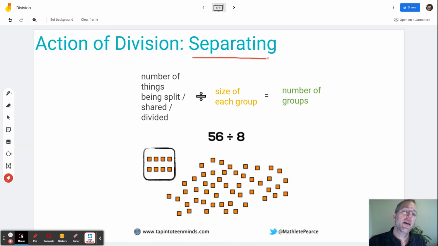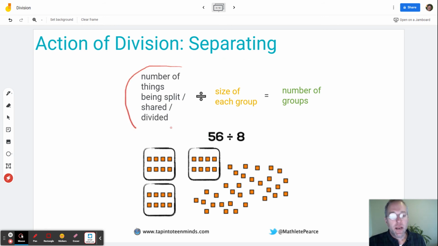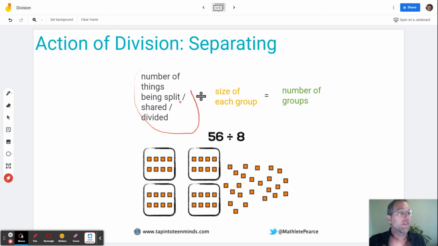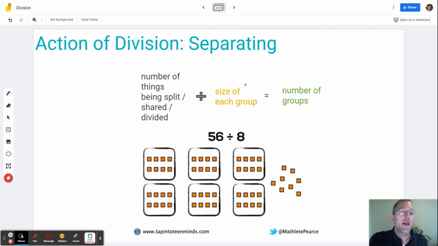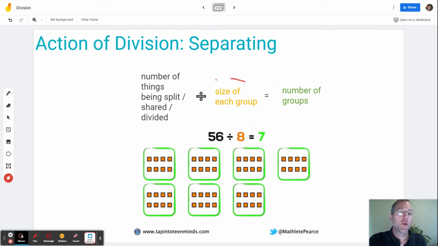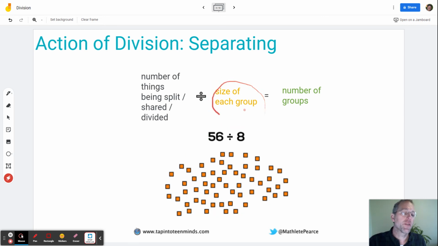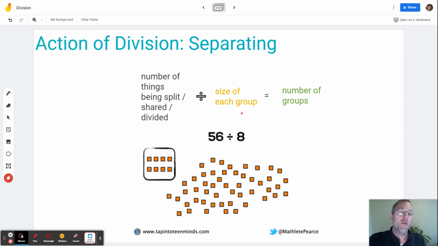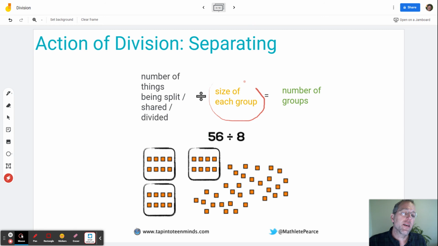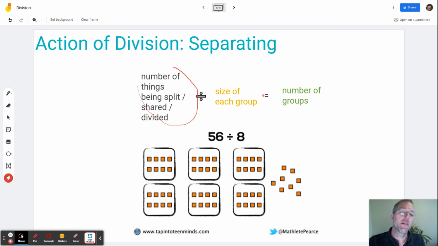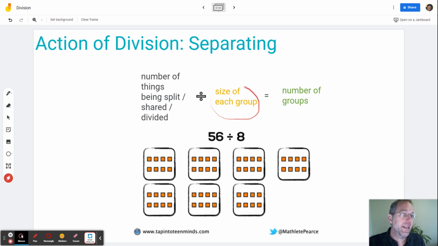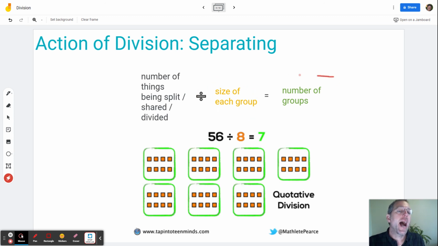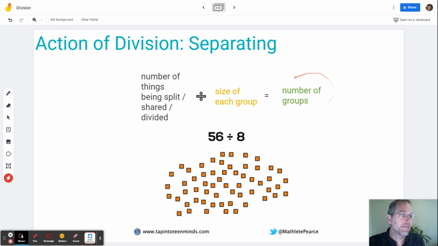Here's the second. Separating again, you might notice this is exactly the same. We're still starting with 56 cards. Now, these two have just taken a switcheroo. In the previous one, we were dividing by the number of groups, and we said we had 8 groups. Now we're dividing by the size of each group. So we've decided I've got 56 cards. I want to give each person 8 cards. How many people can play?